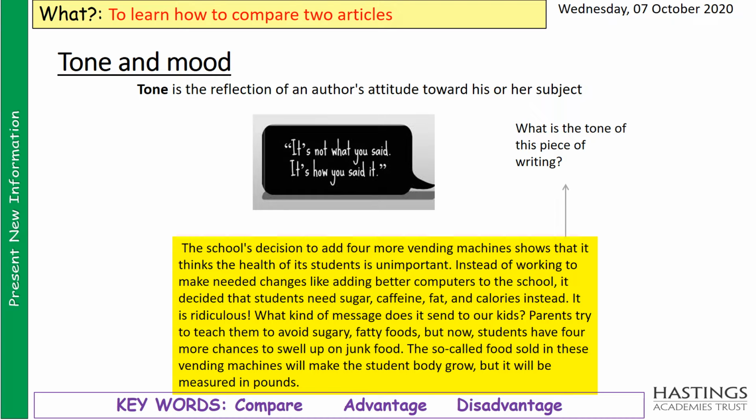So we're going to try and talk about the tone and the mood of two different articles today. So the tone of a piece of writing is a reflection of an author's attitude towards his or her subject. So we have an example paragraph here.